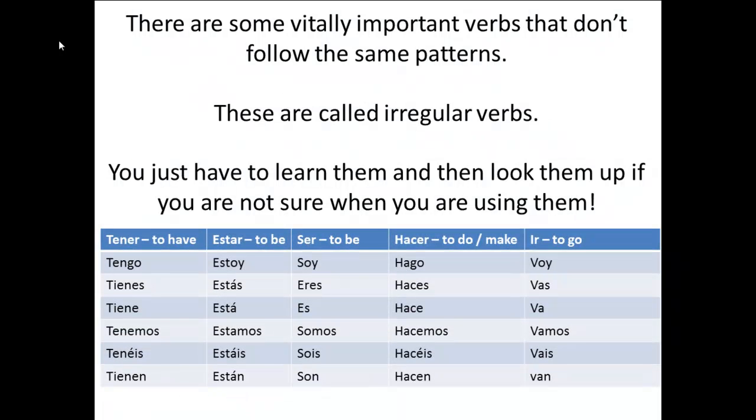Tener, to have. Tengo, tienes, tiene. Tenemos, tenéis, tienen. Estar, to be. Estoy, estás, está. Estamos, estáis, están. Ser, to be. Soy, eres, es. Somos, sois, son. Hacer, to do or to make. Hago, haces, hace. Hacemos, hacéis, hacen. Ir, to go. Voy, vas, va. Vamos, vais, van. You just have to learn these verbs off by heart.